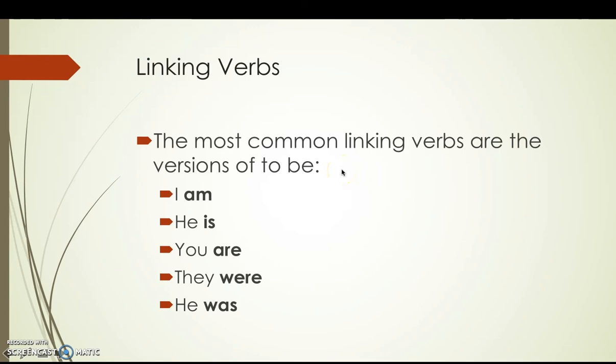The most common linking verbs are the versions of to be. I am, he is, you are, they were, he was. You can see how this works. I am a teacher. I equal teacher. He is hungry. He equals hungry. So these ones are the ones that are most obvious.